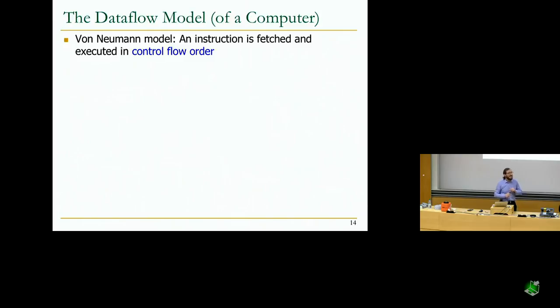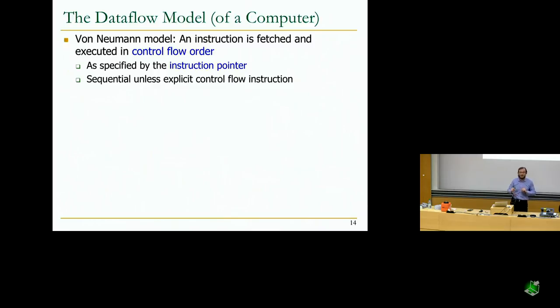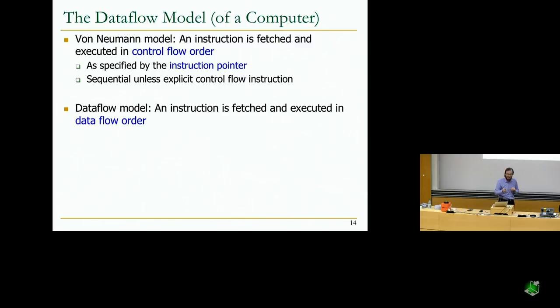Okay, but let's take a look at a different model, just so that you can do some critical thinking and understand what other models may look like. So let's recap the von Neumann model. In the von Neumann model, an instruction is fetched and executed in control flow order, as specified by the instruction pointer. And the instruction pointer is incremented sequentially unless there's an explicit control flow instruction.